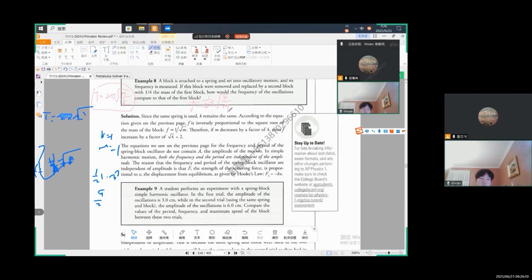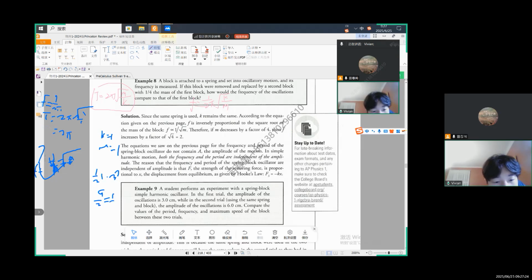Mass is 1. So T equals 2 pi. So F equals 1/2 pi. And then the frequency and period are the same for both, because M and K don't change, right?